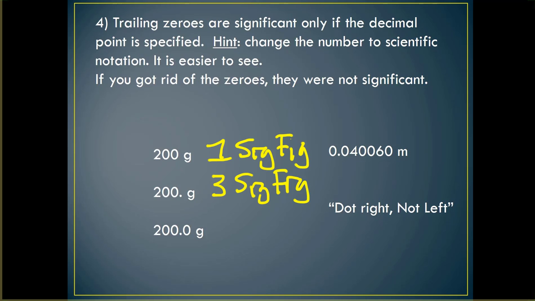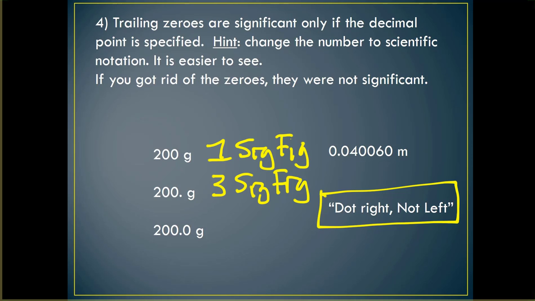And so that decimal locks it in that it is a digit that we did measure. So this is a little bit confusing. I always use this rule: dot right, not left. The dot is a decimal. So if you have a decimal, start counting from the right. If you do not have a decimal, start counting from the left. And this helps you to figure out whether you count the zeros or not, because that's kind of confusing.